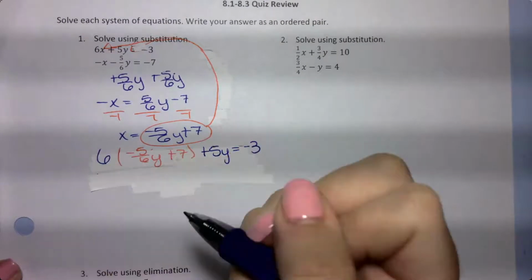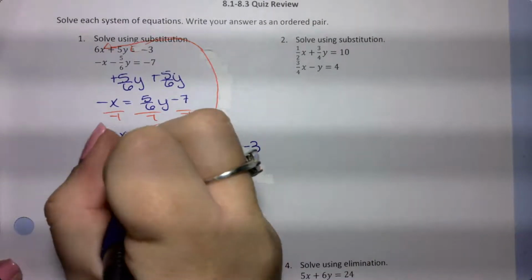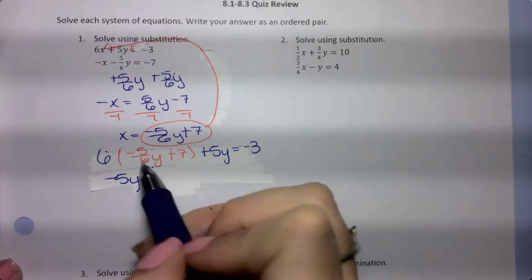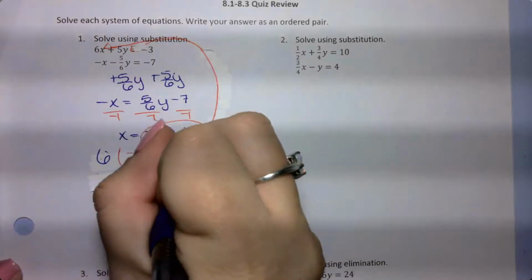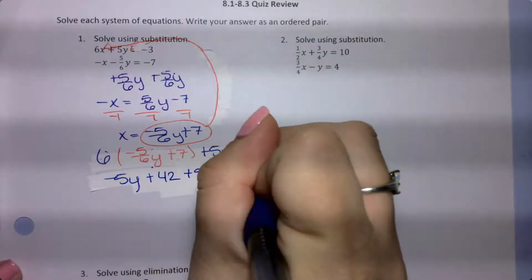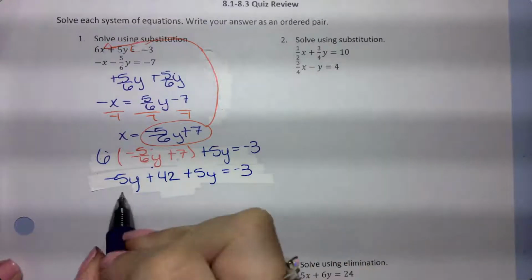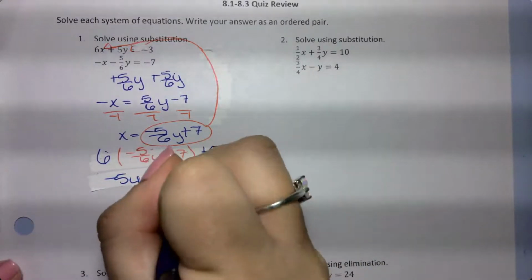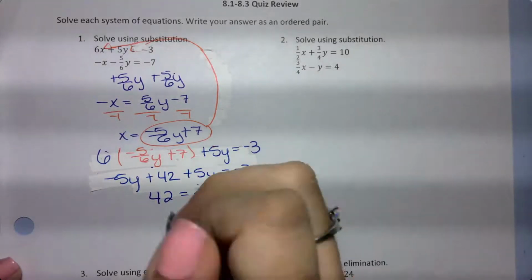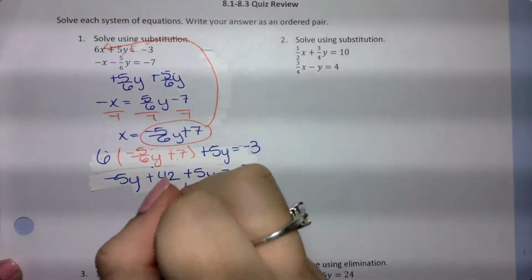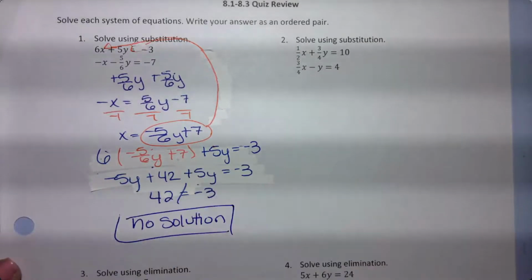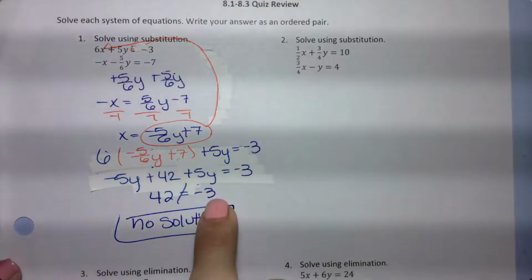6 times -6y is going to give me -5y, because those 6's will cancel out. 6 times 7 gives me 42. I still have this plus 5y equals -3. I add my y's together. That cancels out and gives me 0. Then I have 42 equals -3. This doesn't work, so my answer here is no solution, because 42 does not equal -3.